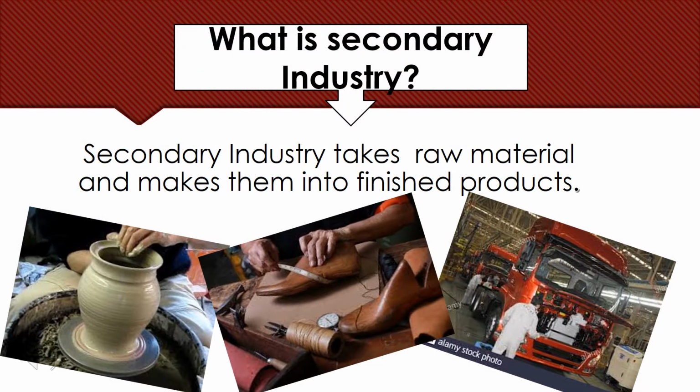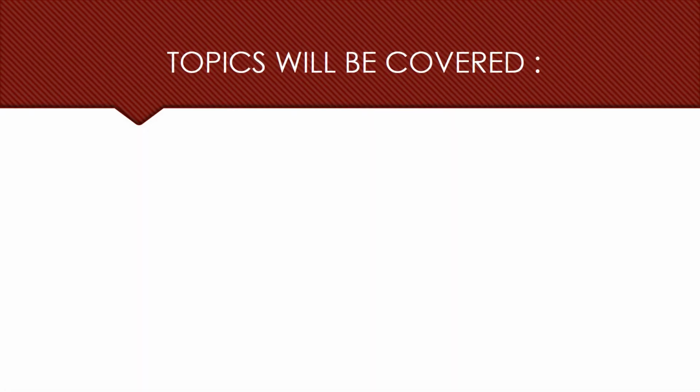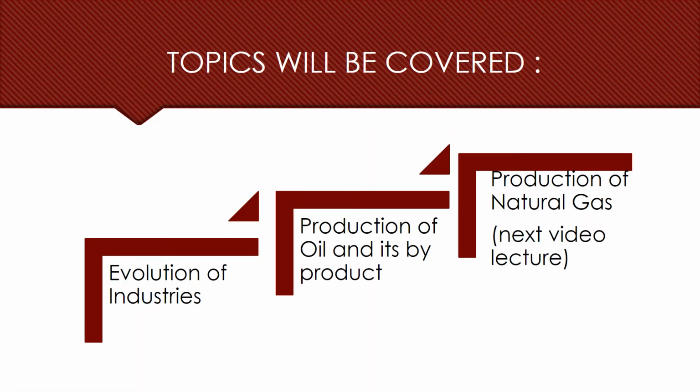Secondary industry means those industries where raw material is used to manufacture other goods. Almost everything we have to use, apart from food, is produced by secondary industry. It can be producing pottery or shoemaking or a gigantic automated factory turning out trucks. Today we will cover these topics. Production of natural gas we may cover in the next video lecture.